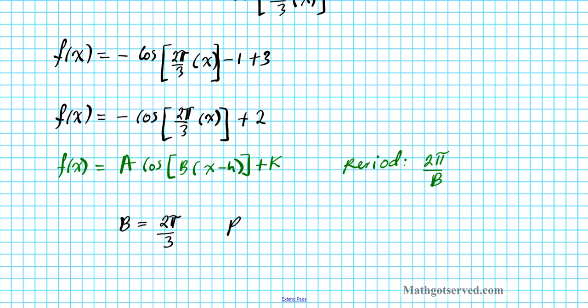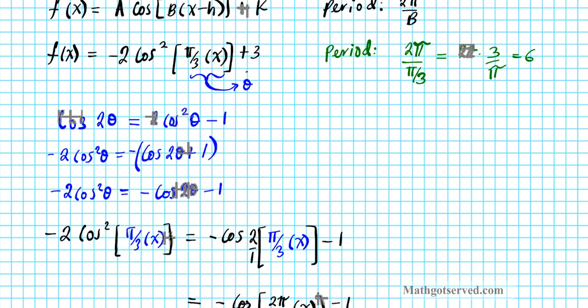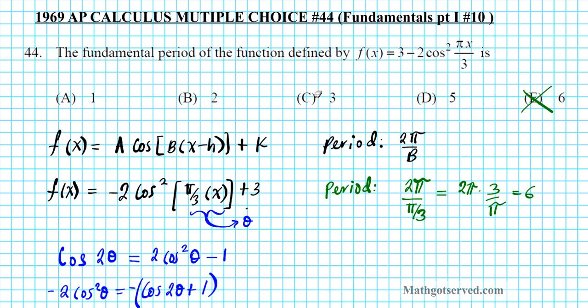So it follows that our period is 2 pi divided by 2 pi over 3. We just multiply the numerator by the reciprocal of the denominator, which is 3 over 2 pi. And then we divide, and your period is 3. So we can clearly see that the answer to this problem is option letter C.